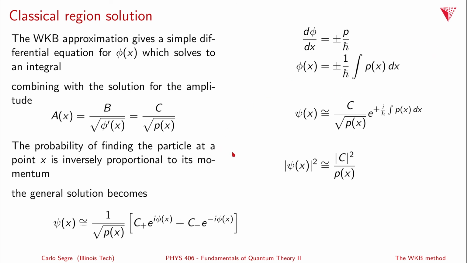Similarly, we can rewrite this as a combination of sines and cosines. It's equivalent. And we get 1 over square root of p of x times c1 sine phi of x plus c2 cosine phi of x. These are two equivalent formulations because e to the plus i phi and e to the minus i phi can be converted into sines and cosines.